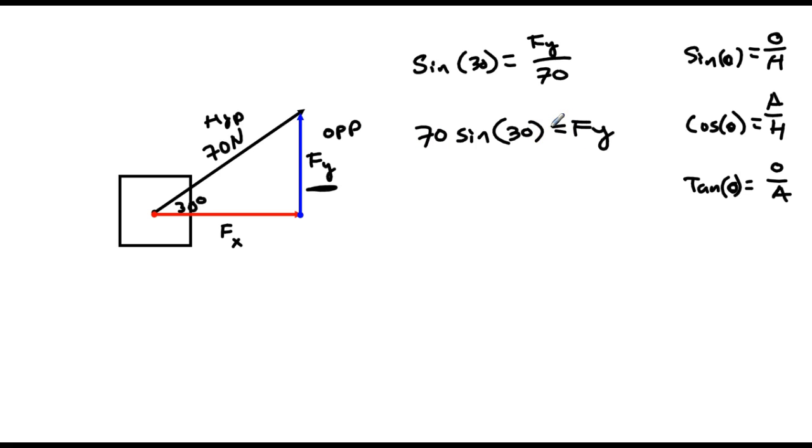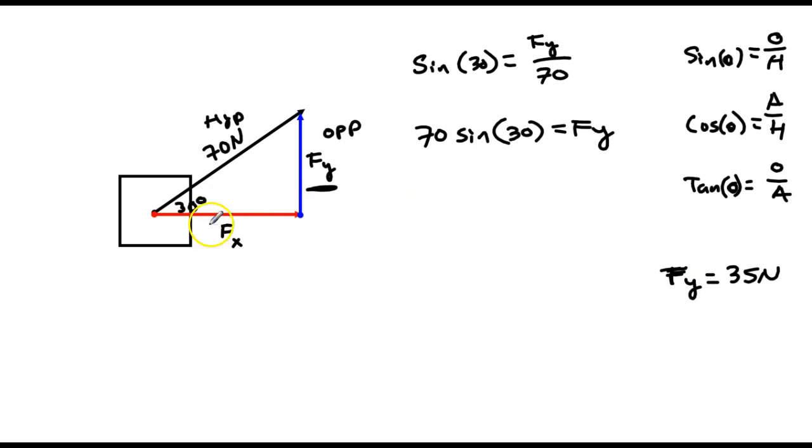So 70 times the sine of 30 is equal to the force in the y direction. Make sure your calculator is in degree mode. I know a lot of you are taking a math class where you're doing radians. So just hit mode, and degree should be highlighted. Type in 70, sine of 30, and you should get 35. You could use special rights on this problem, but not all of them are going to be 30, 60, 90 triangles. So I know that the force in the y direction, Fy, is going to be 35 newtons.